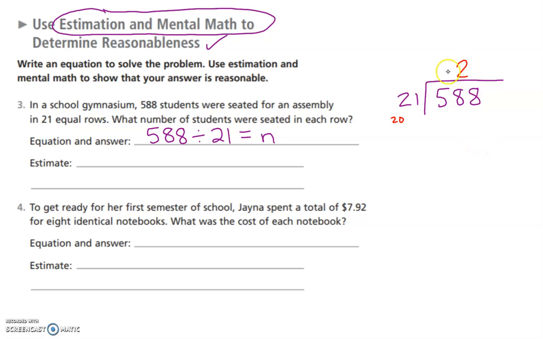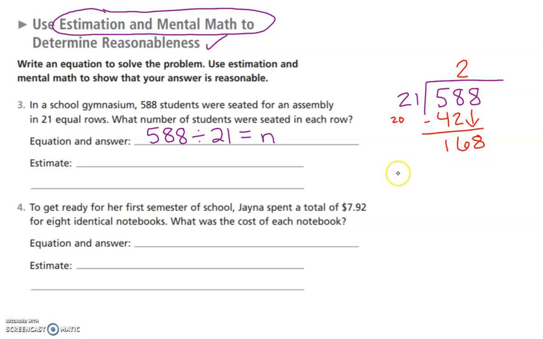Now I need to actually multiply. 2 times 21 is 42. And then I'm going to subtract these 2 from each other. 8 minus 2 is 6. 5 minus 4 is 1. And now I get to bring down this 8. So again, this is another one where I'm going to want to try to work with my estimate first. How many times does 20 go into 168? Well, if I were to skip count by 20s, I can get to 160, and that would take me 8 times. So 20 times 8 is 160.